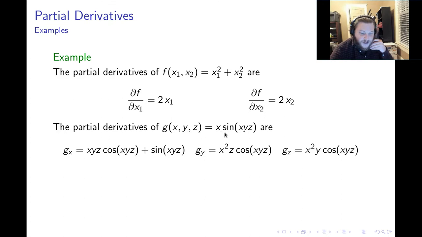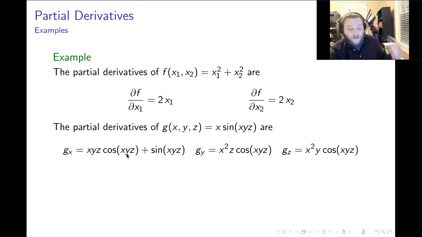So in order to do this, I'm going to need the product rule here. The product rule says keep the first term and then differentiate the second term. So this is going to be x multiplied by the derivative of sine of xyz with respect to x. So that will be cosine of the inside, so that's cosine of xyz. But then the chain rule says I have to multiply by the derivative of the inside with respect to x, which will be y times z here. So my first term is xyz times cosine xyz.